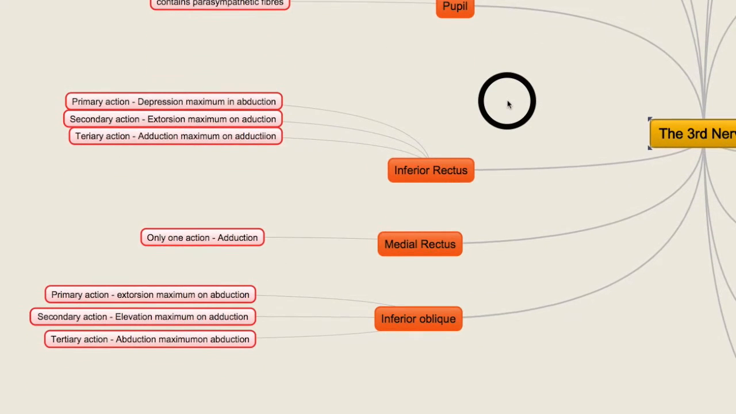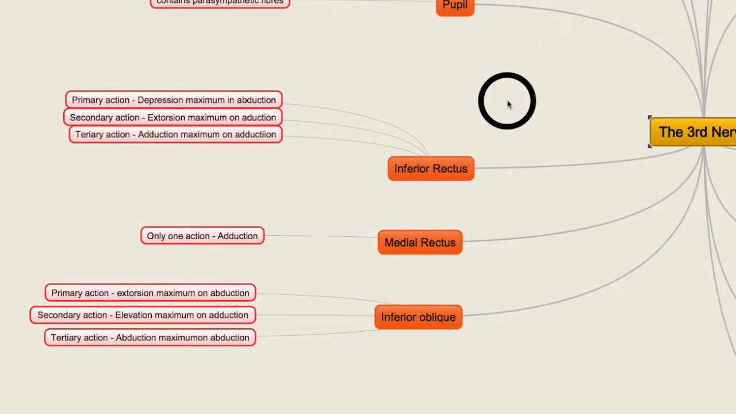Now down here on the bottom, we have the inferior division of the oculomotor nerve supplying the inferior rectus, the medial rectus, and the inferior oblique. These are all voluntary muscles, of course, and supply striated muscle. The inferior rectus has three main actions: the primary, depression; the secondary, extorsion; and the tertiary, adduction. The medial rectus only really has one action, which is adduction, and the inferior oblique has three main actions: the primary, extorsion; the secondary, elevation; and the tertiary, abduction.